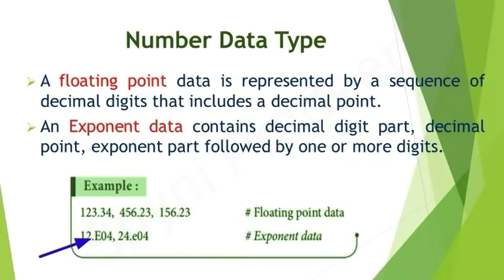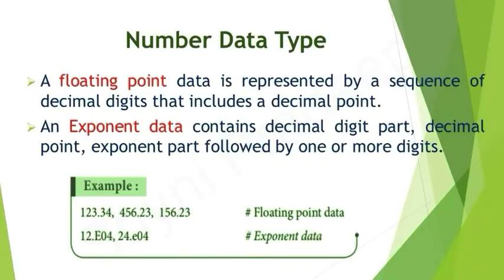What do you mean by exponent data? This exponent data contains a decimal digit part and decimal point, and an exponent part followed by one or more digits. How will you write the exponent data? First the decimal digit part, next the decimal point and then the exponent part, followed by one or more digits. For exponent data, you can use uppercase E or lowercase e.